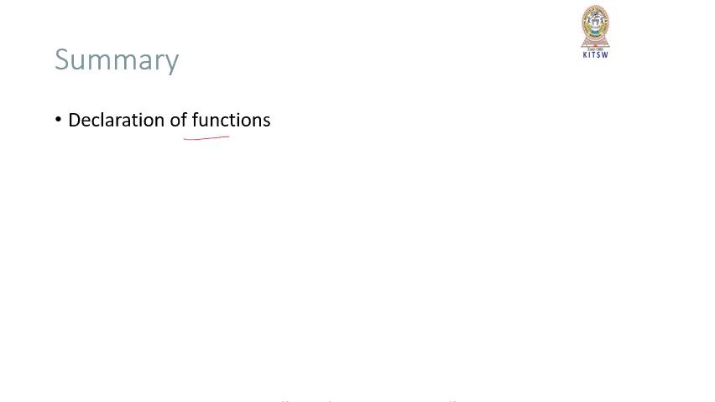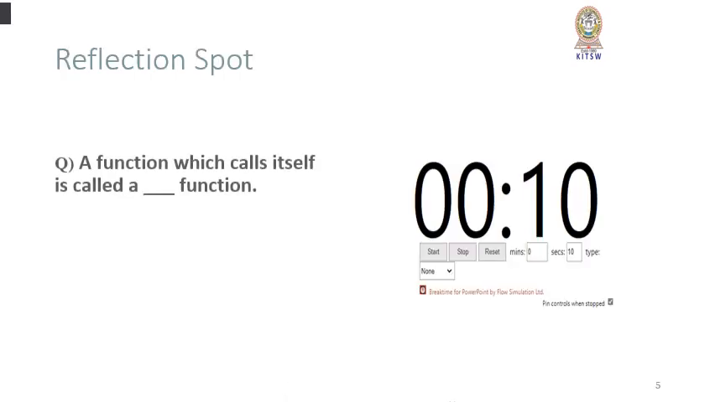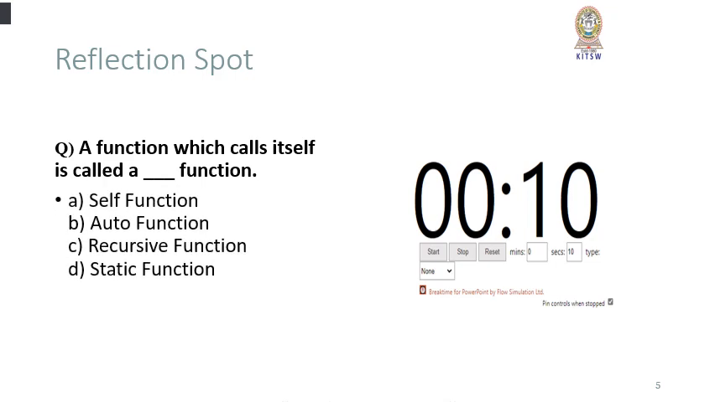So we have seen the declaration of function as part of the summary. Now, a function which calls itself is called a self function, auto function, recursive function or static function. Just analyze the answer, students. So let us see the answer. The answer is recursive function. A function which calls itself is called a recursive function. And we have used this concept in the factorial program also.